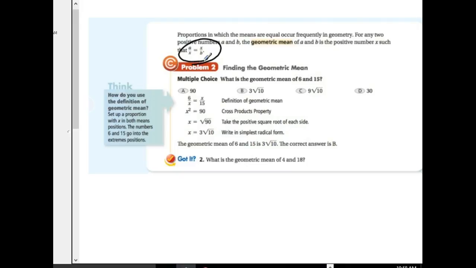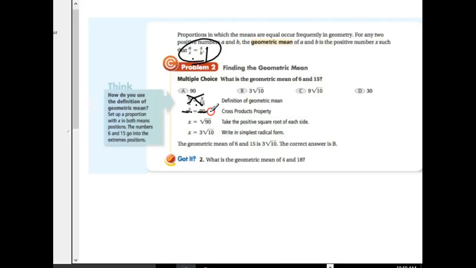And for the geometric mean to work, it's got to be in the bottom left of the first one and the top right of the second one. Now, to show you how that works, what is the geometric mean between 6 and 15 in problem number 2 here? All they simply did here was set 6 over x equal to x over 15. When you cross multiply, what's called cross products, x times x is where they got the x squared, and 6 times 15 is where they get the 90.